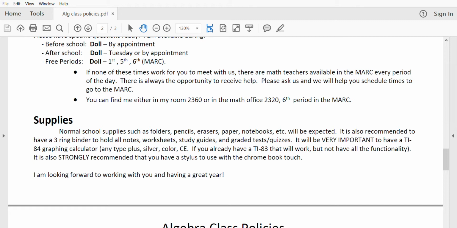I would also strongly recommend you get a little stylus for a Chromebook Touch. You can get these anywhere: Walmart, Meijer, probably even like Jewel, maybe even gas stations would have little styluses, just so you have something to hold in your hand like a pen for writing on your Chromebook Touch.